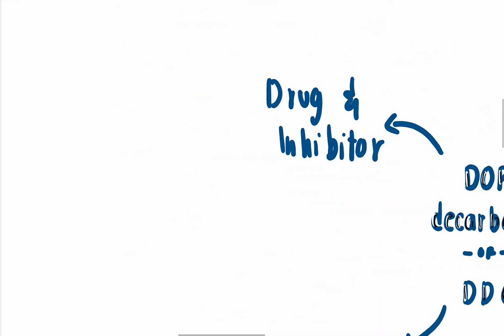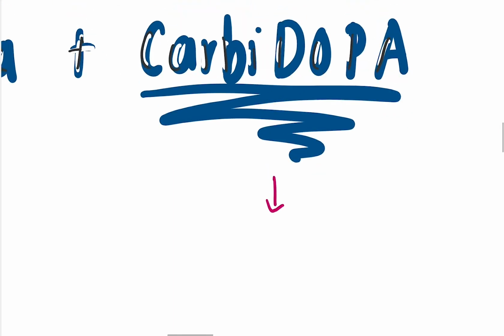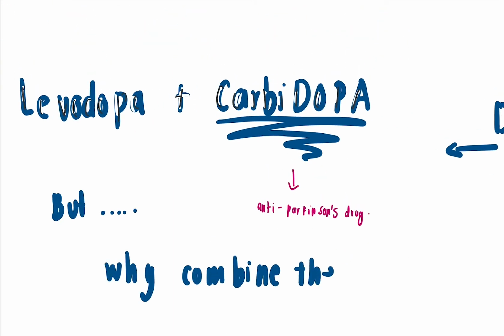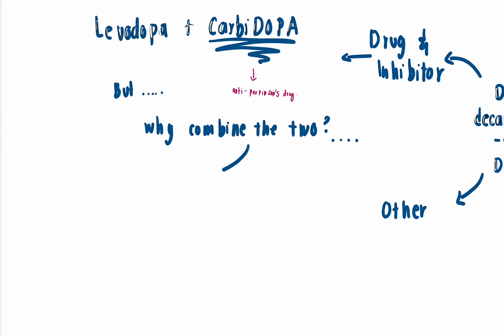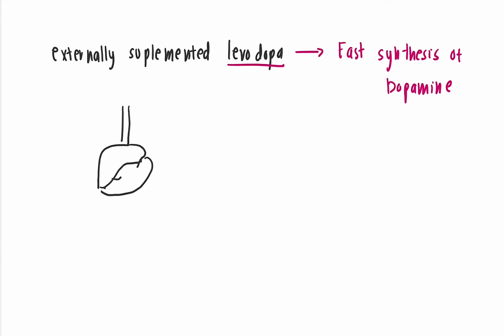Now we will move on into talking about the drug and the inhibitor, which in this case is externally supplemented levodopa or L-DOPA and carbidopa, which is the anti-Parkinson's drug. But why combine the two together? Why not just have levodopa, or why not just have carbidopa alone? Well, the thing is that these alone are not effective. They're very ineffective, and they actually have to function together in order to be a viable treatment.